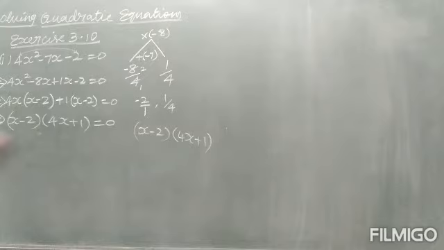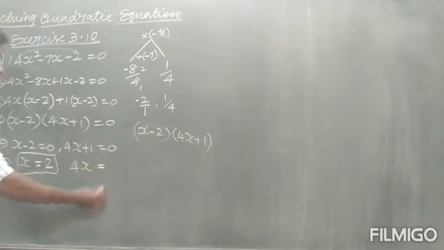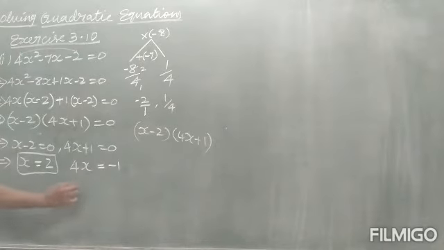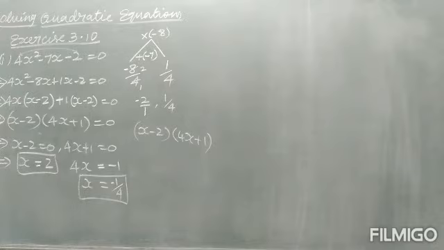So this implies that the two factors are separately equal to 0. So x minus 2 is equal to 0, and 4x plus 1 is equal to 0. This implies that x, the minus 2 goes to the right hand side, will be plus 2. And 4x is equal to, the plus 1 goes to the right hand side, will be minus 1. Then x is equal to, the 4 in multiplication goes to the right hand side, it will be divided. So 1 divided by 4. So another value of x is minus 1 by 4.